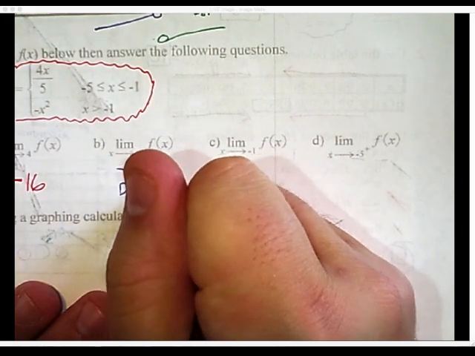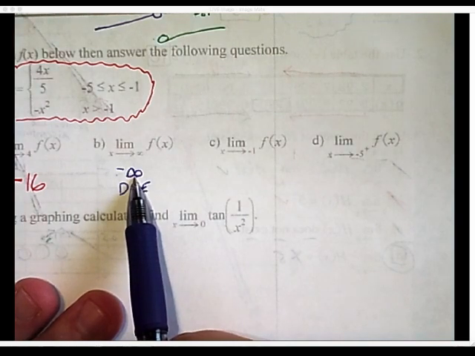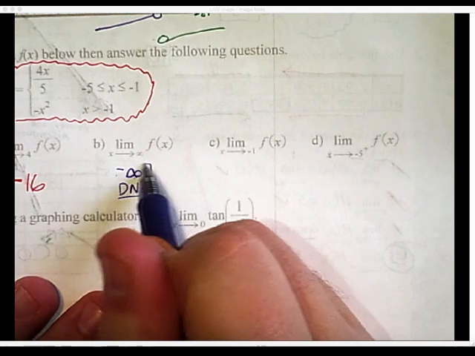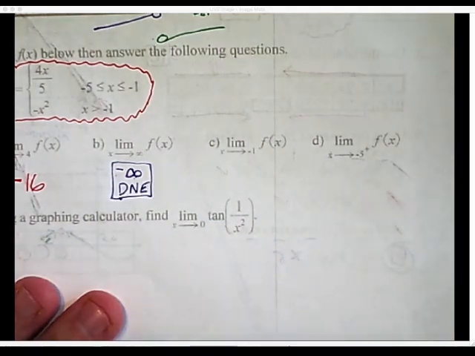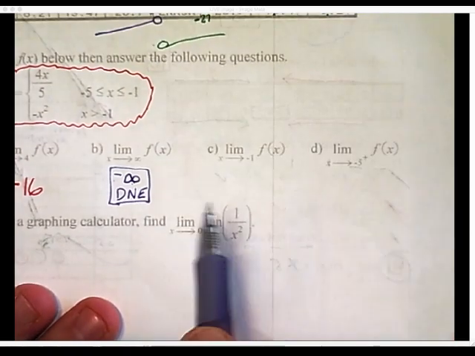So I'm going to do two things here. I'm going to tell the reader it's going down towards negative infinity, but since I know that's not a number, I also have to write DNE for does not exist. That's the important part there. Now, the most important part here, C.